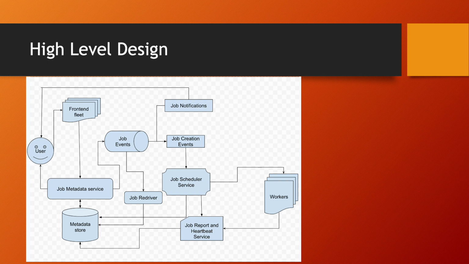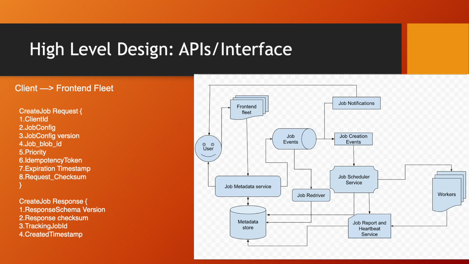Let's now look at the key APIs and interface. Between client and front-end fleet, when a user creates a job, the request parameters will have client ID, job config, its version, blob ID, priority, idempotency token, and some timestamps like expiration timestamp, and a checksum. Checksum we are including for data integrity. And as part of the response, we'll respond with tracking job ID, timestamp, the version, and the checksum.